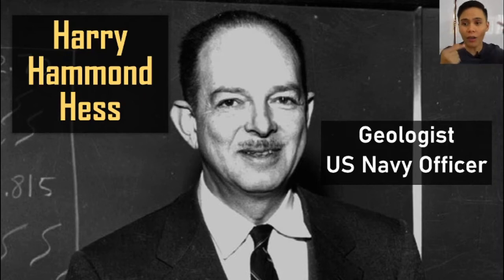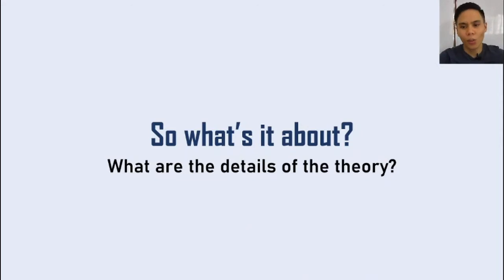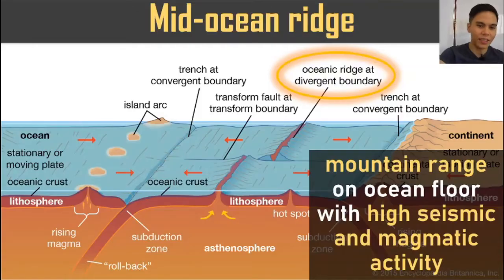So these two occupations combined gave him the best possible way of being able to see the evidence for this theory. Because he's a US Navy officer, during the World War there was lots of data that was available about the ocean floor from US submarines and US ships, Navy ships. So he took this data and he saw some patterns in them that allowed him to come up with this theory. So what's the theory about? What are some of the details of the theory?